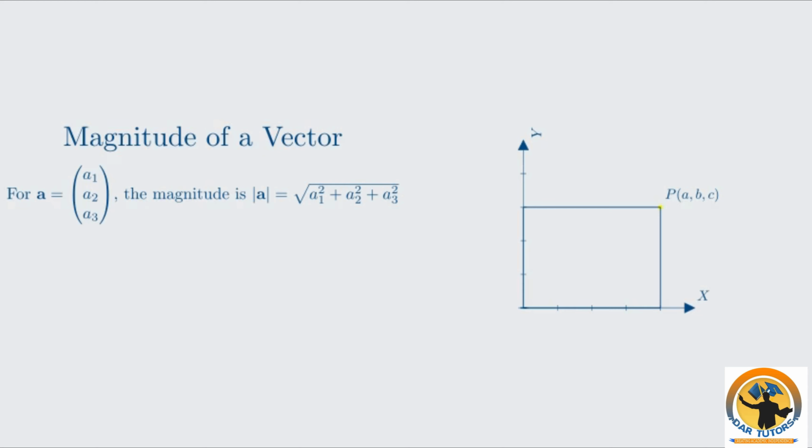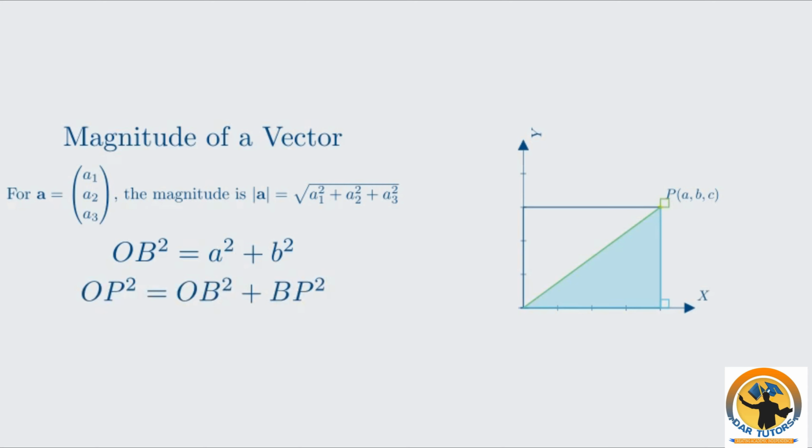First, let's find the length of the diagonal on the xy plane, which connects the origin to the point A, B, 0. Let's call this length OB. Using the standard Pythagorean theorem in 2D, OB squared equals A squared plus B squared. Now, consider the right-angled triangle formed by the origin O, the point A, B, 0, and the point P with coordinates A, B, C. The hypotenuse of this triangle is the vector OP. The other 2 sides are the diagonal OB and the vertical line segment BP, which has length C.